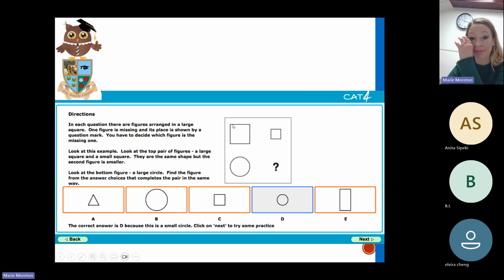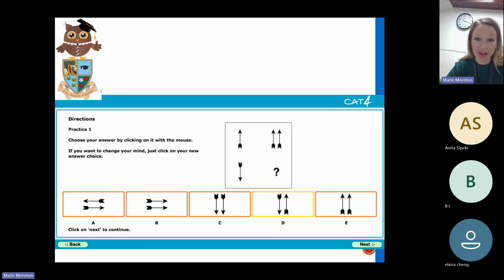This one has a big square and a small square, a big circle, and logically there would be a small circle that goes here. Again, the children click it and just select their answer and then press next. And this is a practice one as well, actually. So it's one arrow up, two arrows up, one arrow down. Should be two arrows down, so this one here.